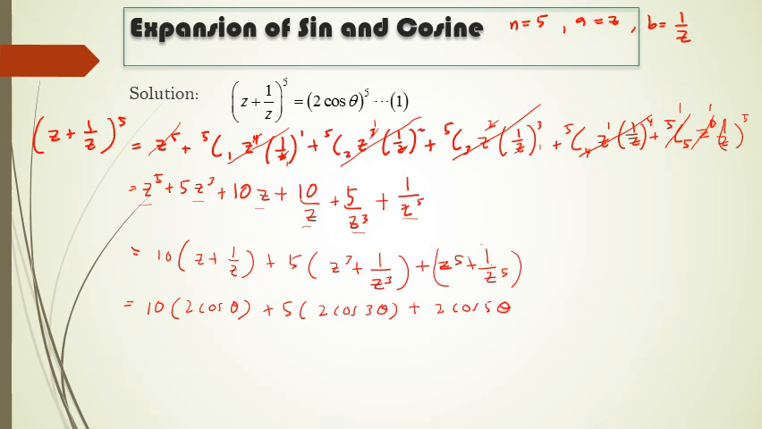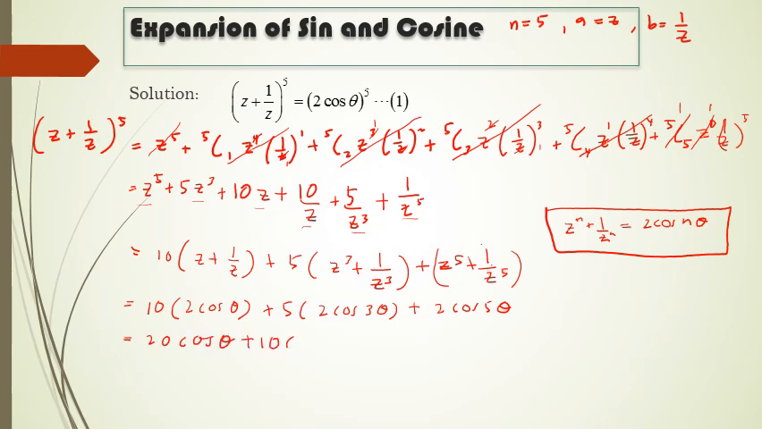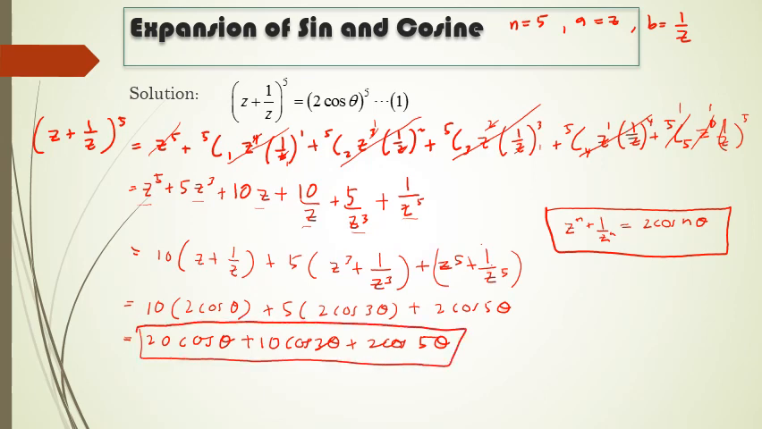If you already forget, z power m plus 1 over z power n is equal to 2 cos n theta. So we apply this theorem, and that's how we got this. So you can rewrite it again as 20 cos theta plus 10 cos 3 theta plus 2 cos 5 theta. So this is the result of the left hand side.